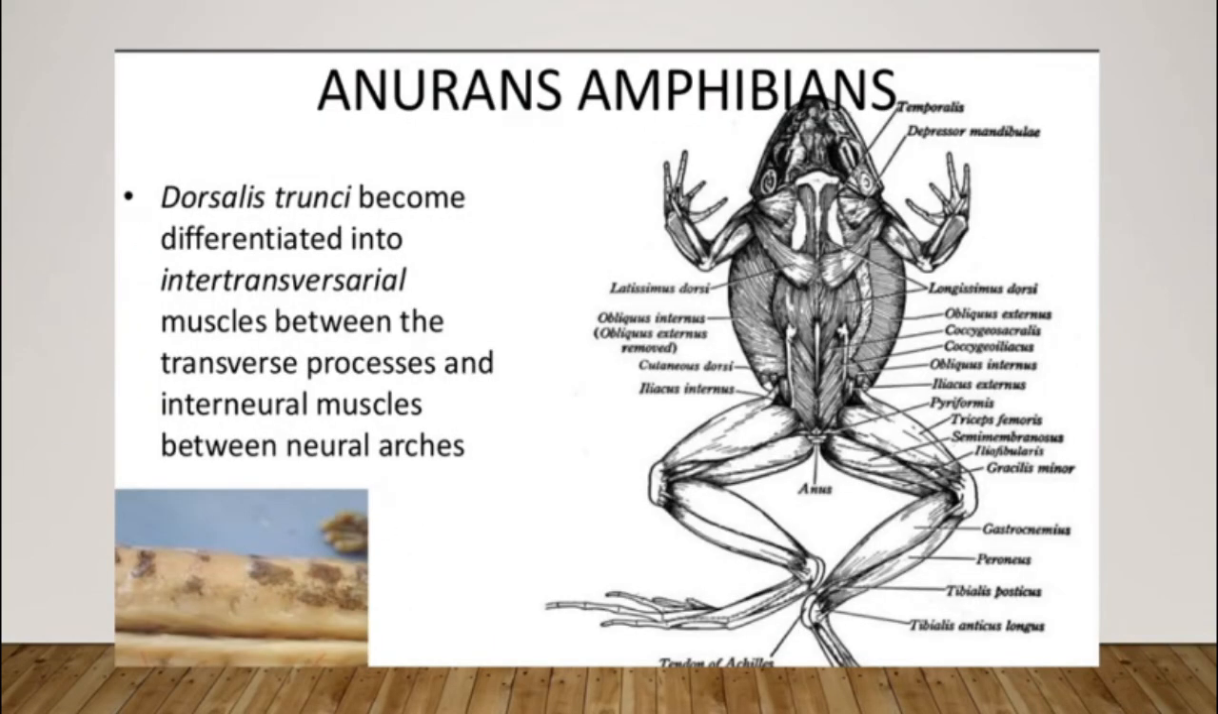Next, the anurans. The anurans, or the frogs, the dorsalis trunci become differentiated into transversarial muscle between the transverse process and interneural process between the neural arches. Transverse process, here it is.